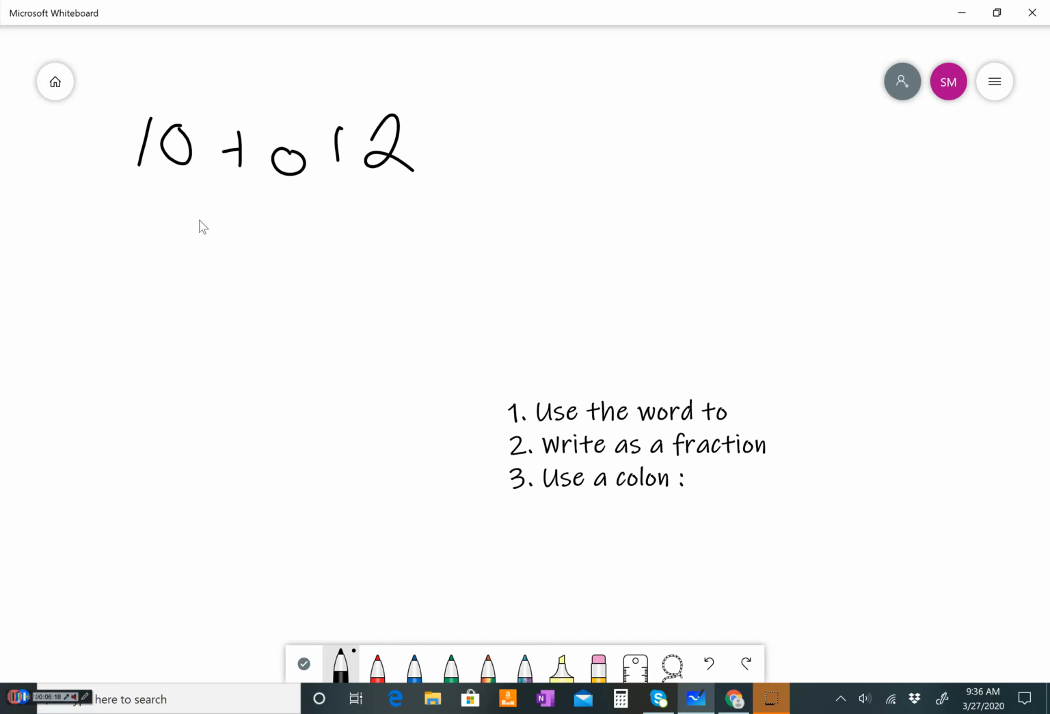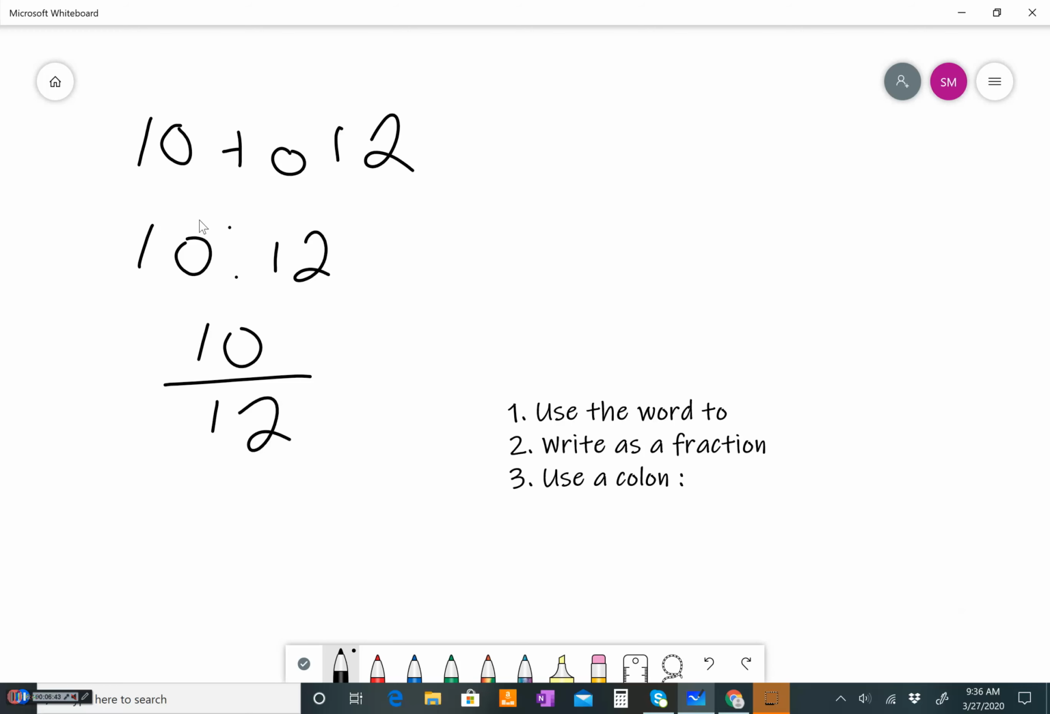But again, they want it written in three ways. So another way, the colon 10 to 12, or the fraction 10 to 12. So they're the three ways I want to see, okay? Again, don't worry about simplifying them. If you do, great. But if you don't, don't worry about it, okay? I'm only looking for the three formats. That's all I'm focused on here.